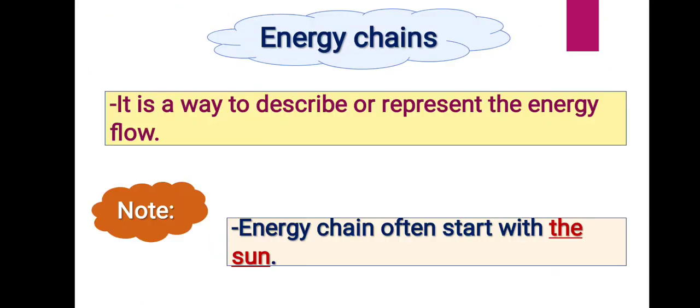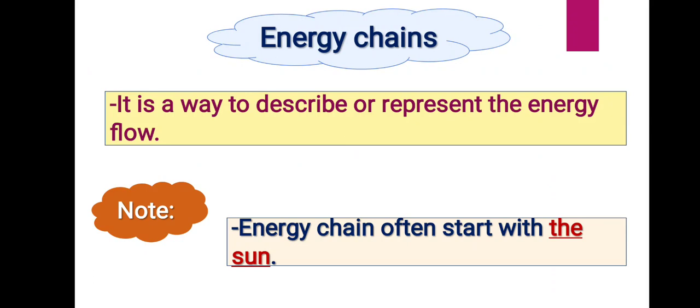Finally, let's start to talk about the energy chain. What is the meaning of energy chain? Energy chain is a way to describe how the energy flows. The energy flow. What is the meaning of that? How can the energy change from one form to another form? Like when you rub your hand or move your hand, the kinetic energy will change into thermal energy. One type of energy will change into another type. This is called energy chain. So the energy chain is the way to describe the energy flow.